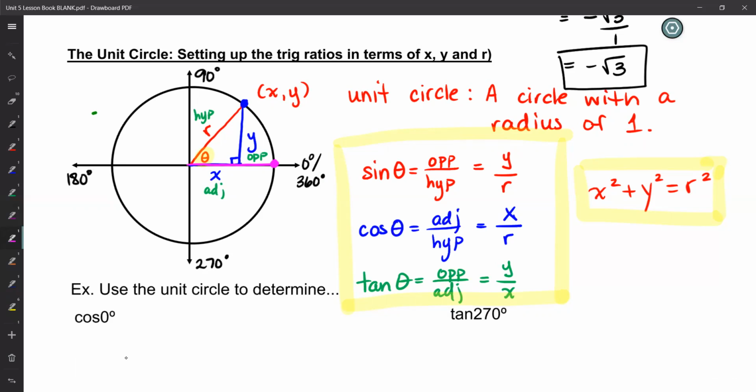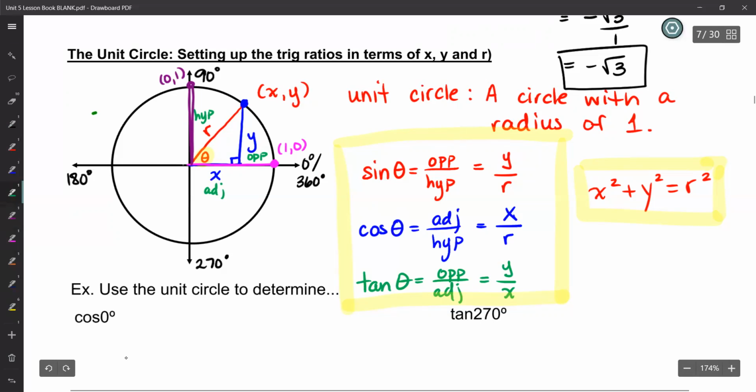Ben? This would be the point 1, 0, because I know that the radius of that circle is 1, and it's the point that we cross on the x-axis. So that's the point 1, 0. What would this point be up here? So it'd be the point 0, 1. Good. How about this guy? What's this point, Ben? Negative 1, 0. And finally, this one. 0, -1.